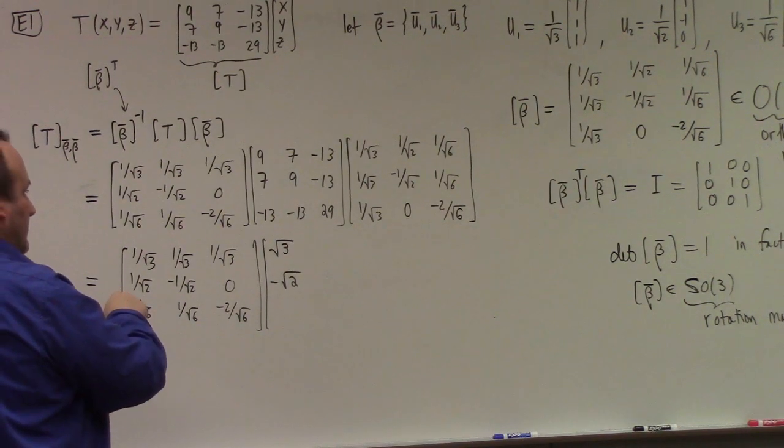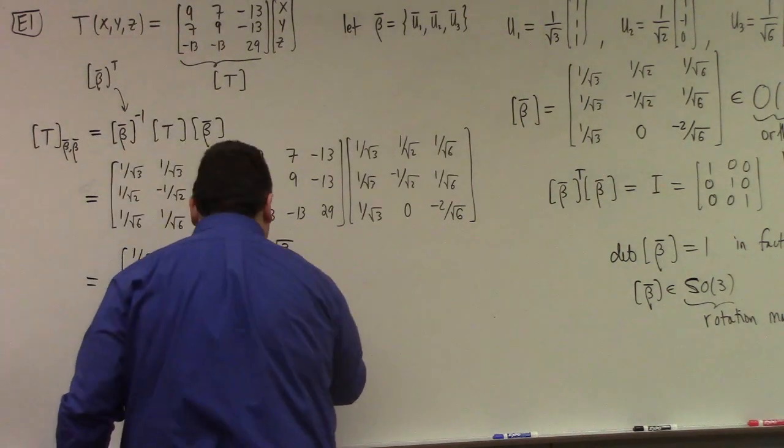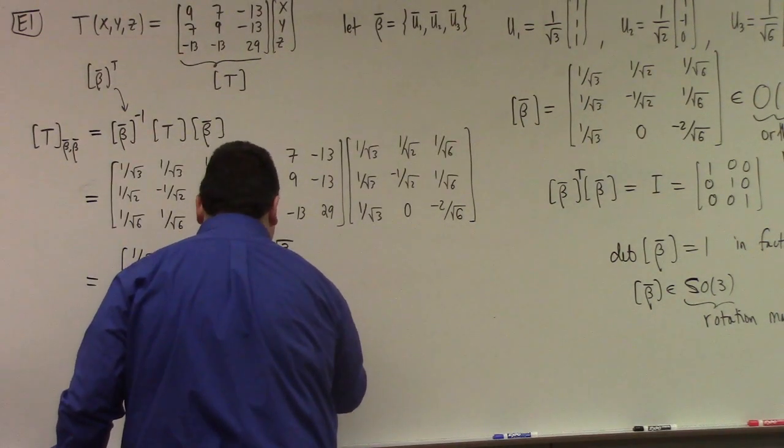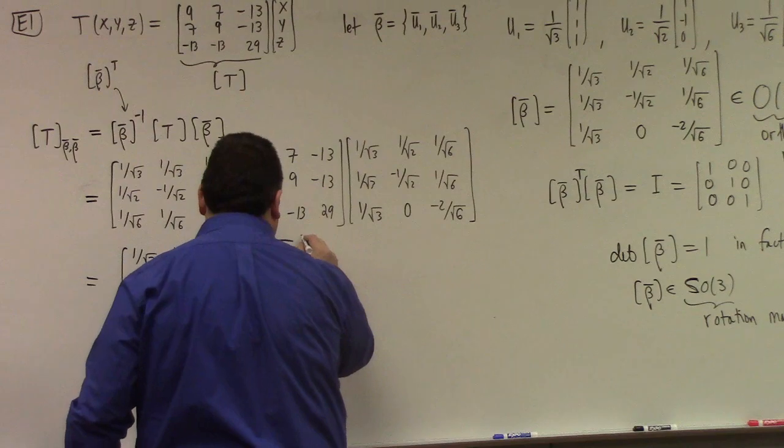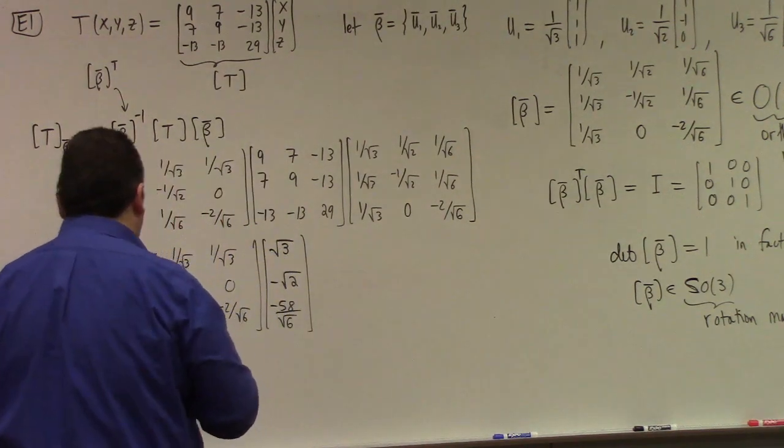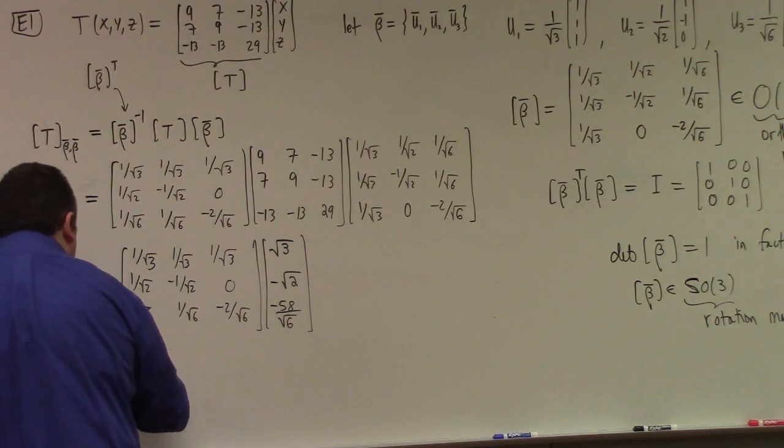Yeah, that feels right. So 50 minus 58 over the square root of 6. That's weirding me out a little bit. I don't like that. But, well, anyway, here we go.